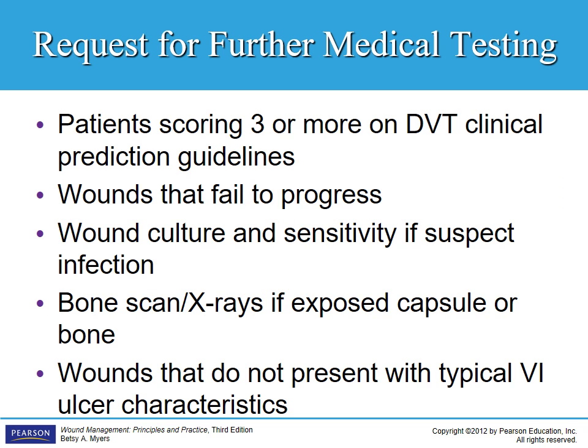All right, so when would you want to request further medical testing? Well, if the DVT clinical prediction guidelines tell you that there's a possible DVT, you want to make sure that they get some vascular labs to see if there truly is one. If you're seeing a wound that's not progressing after 2 to 3 weeks, if you suspect infection, if you suspect any kind of abscess or anything going on within the bone, or if you have a wound that doesn't present the way a venous insufficiency ulcer typically presents, which is the irregular borders and the very beefy red wound bed.